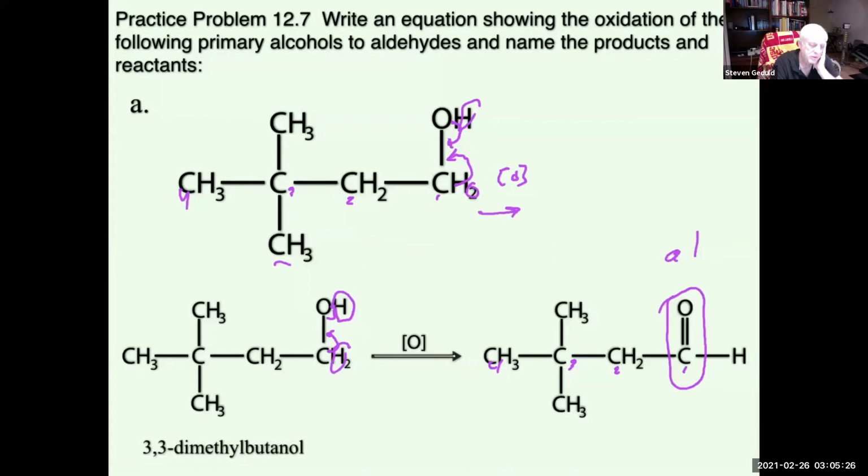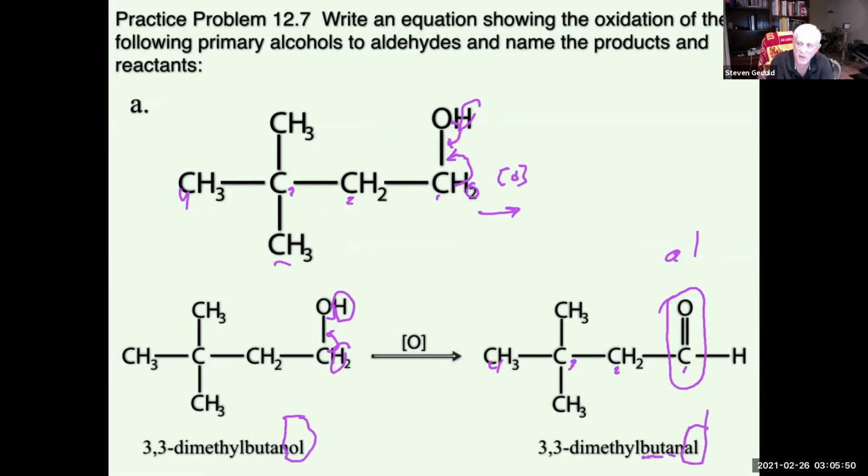Okay, so 3,3-dimethyl butanol, and then 3,3-dimethyl butanal. When you see that AL ending, you know it's an aldehyde. When you see that OL ending, you know it's an alcohol. The names are all going to tell you exactly what is in the name. So there's an AL ending. There's 4 carbons, single bonds.